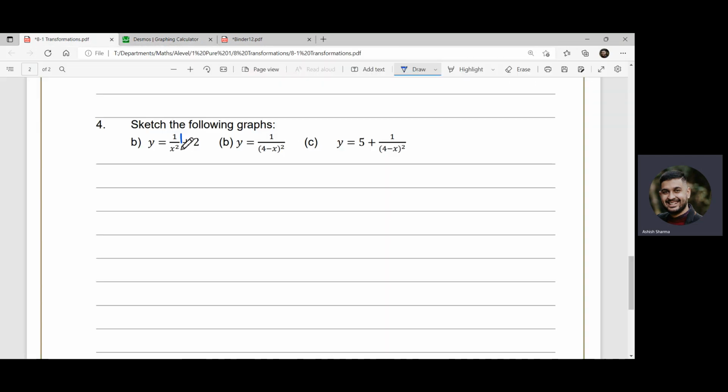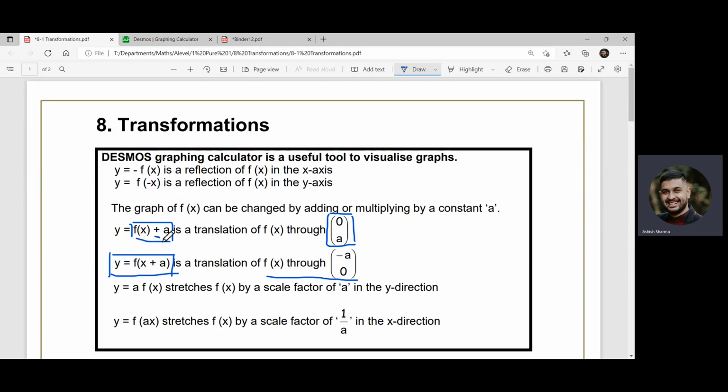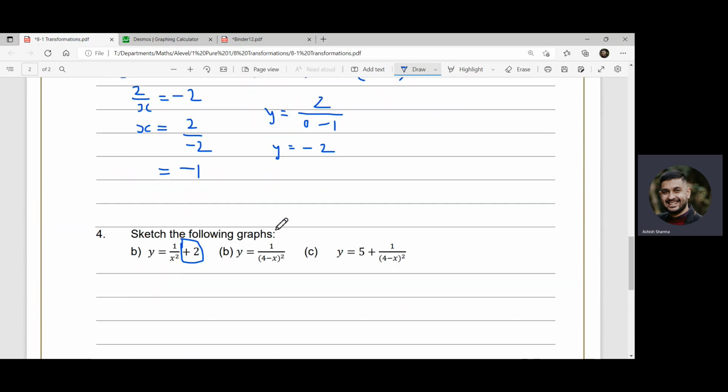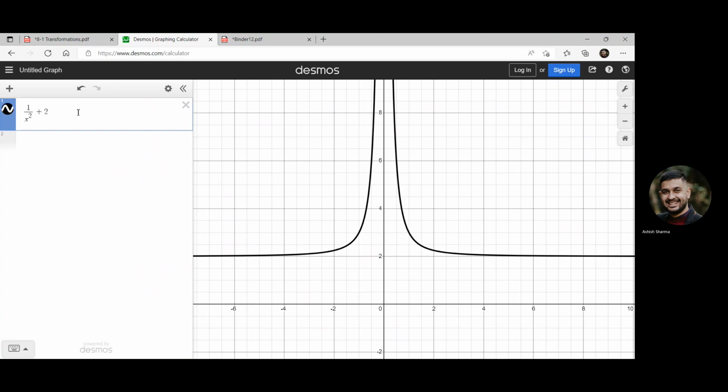Now, if I'm adding 2 to it, to the outside of the function, again, I'll have to go back over my notes. I'm adding outside the function, translation 0a. So I'm going to shift this whole graph up by 2. There it is.